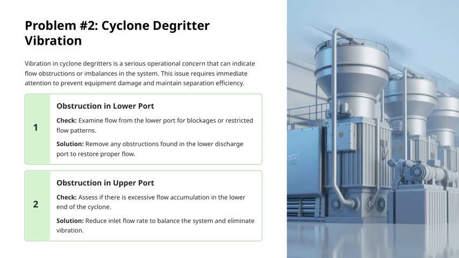The second potential cause is an obstruction in the upper port. This often manifests as excessive flow accumulation at the lower end of the cyclone. To fix this, you should consider reducing the inlet flow rate.